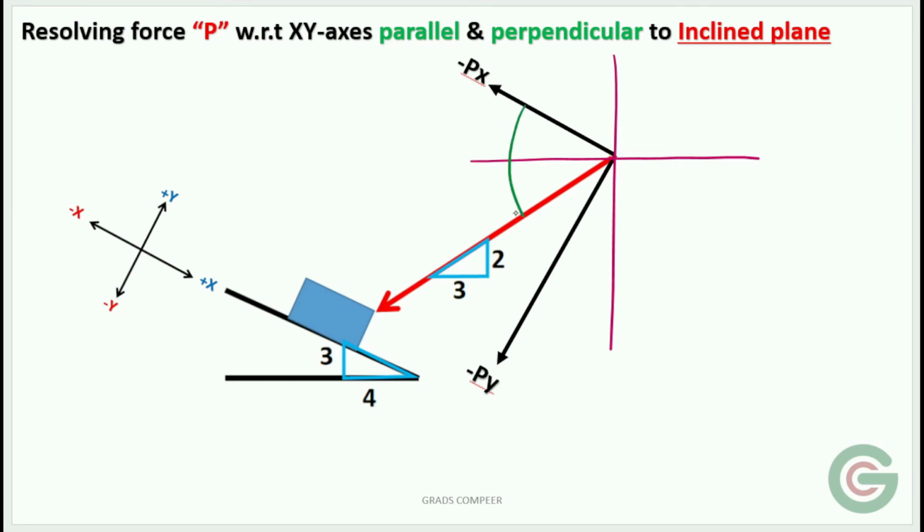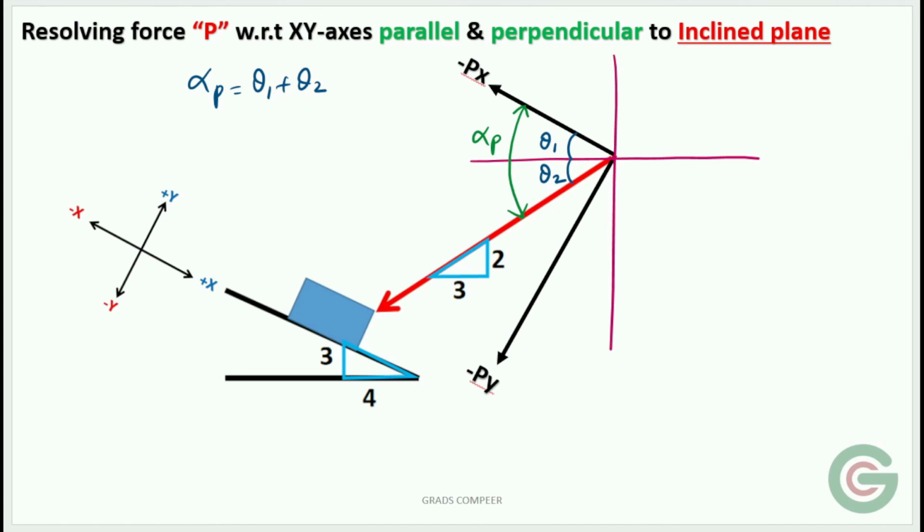Now this angle is alpha. How are you going to get this alpha P? We need to find this angle separately and this angle separately. Let us say that this is theta 1 and this is theta 2. So finding the angles theta 1 and theta 2, then alpha P will be equal to theta 1 plus theta 2. So let us find theta 1 and theta 2.